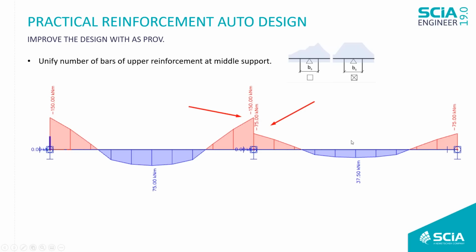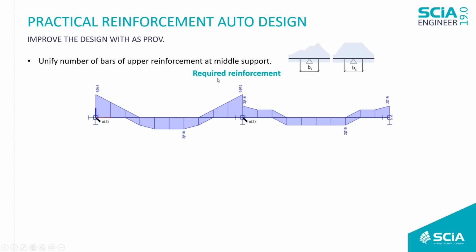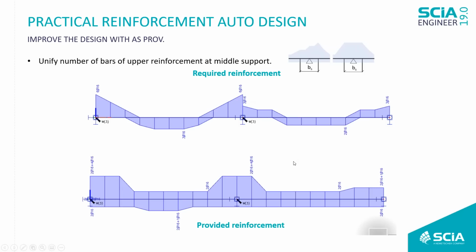Then it could be that for some reason, because of the load, you will get here a moment different from the moment here. If I go to the AS required, then definitely AS required will also be different, 3 bar 16, 6 bar 16, right? Is that practical? Definitely not. I will not do it like this in reality. So I need to have somehow a uniformity above the support. And for that reason, we introduce an option where the user can introduce this kind of uniformity. But there is a limitation.